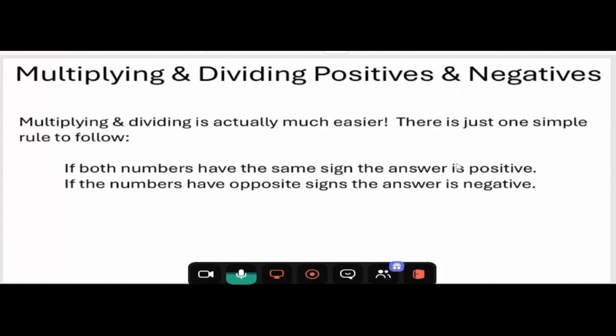Okay, on to multiplying and dividing, which actually is way easier than the adding and subtracting. There's just one simple rule you follow for multiplying and dividing. If both of the numbers have the same sign, then the answer is positive. If they have opposite signs, the answer is negative. Don't confuse this with your adding and subtracting rule, where you have to think about the number line. This is just a straight rule to follow.